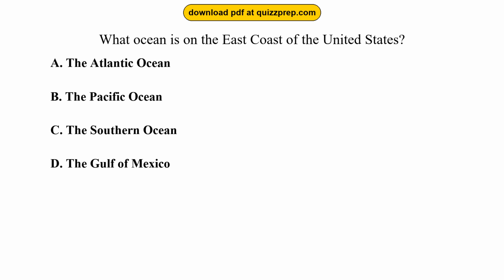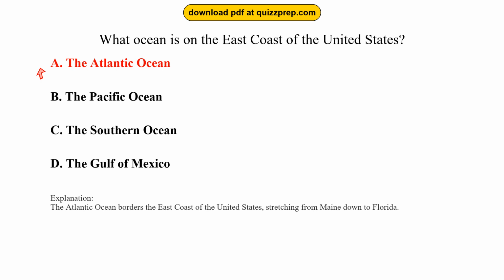Question 76. What ocean is on the east coast of the United States? Option A, the Atlantic Ocean. Option B, the Pacific Ocean. Option C, the Southern Ocean. Option D, the Gulf of Mexico. The correct answer is option A, the Atlantic Ocean. The Atlantic Ocean borders the east coast of the United States, stretching from Maine down to Florida.